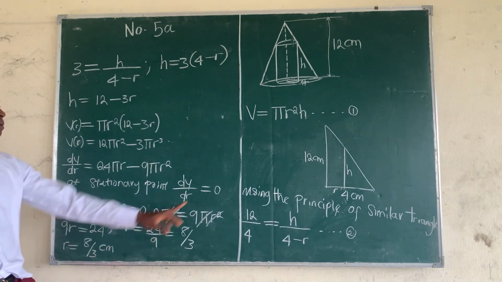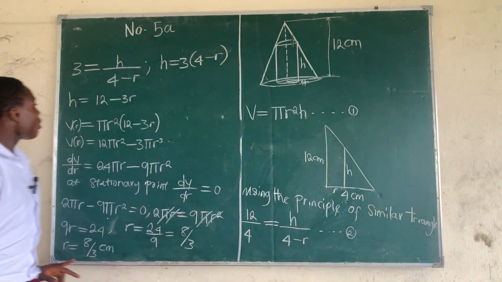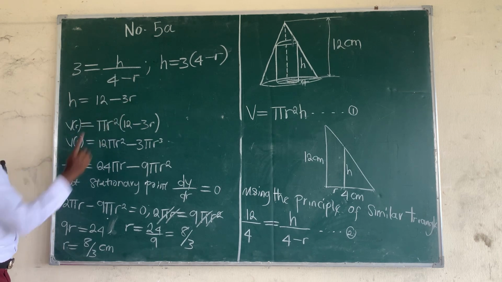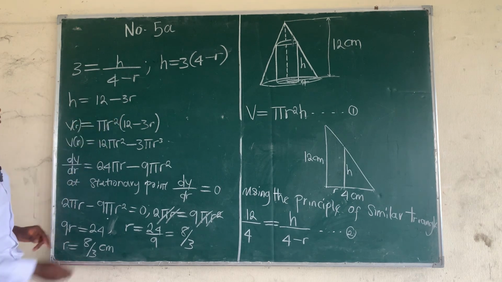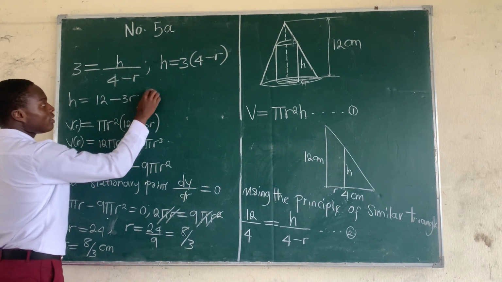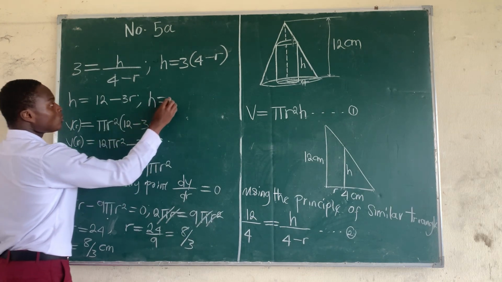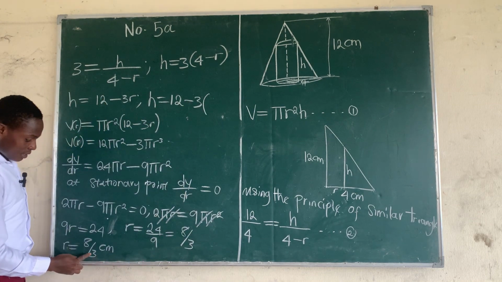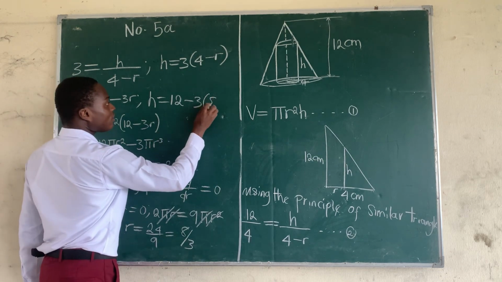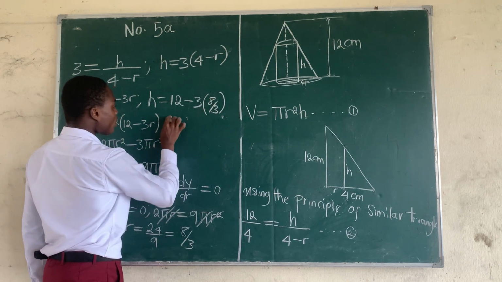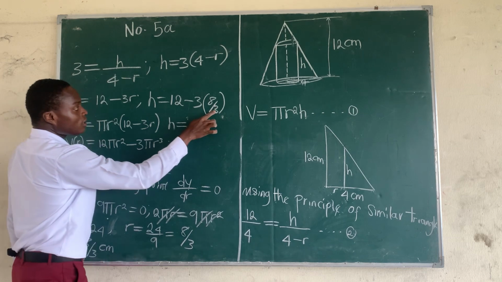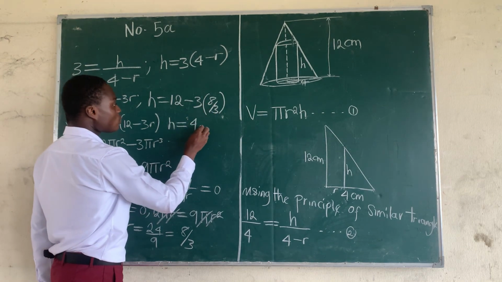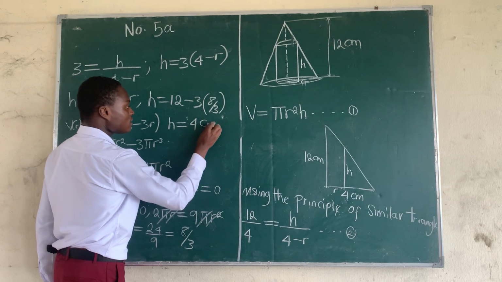But to find the maximum volume, we need h. But recall that h is equal to 12 minus 3r. So h becomes 12 minus 3 into our r, which is 8 over 3. So 3 cancels 3, we have 8. 12 minus 8, we have 4. So we have h to be 4 centimeter.